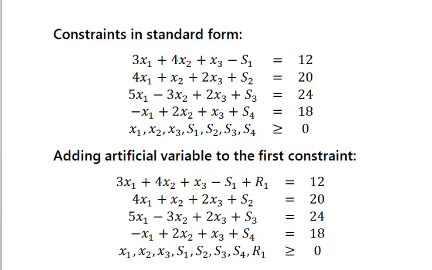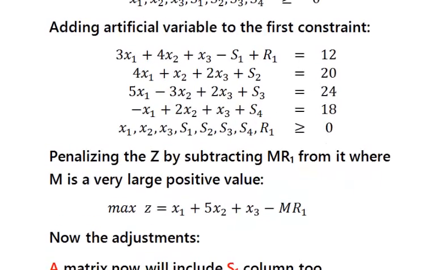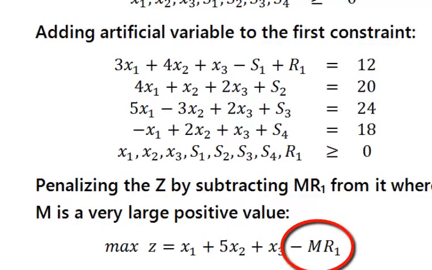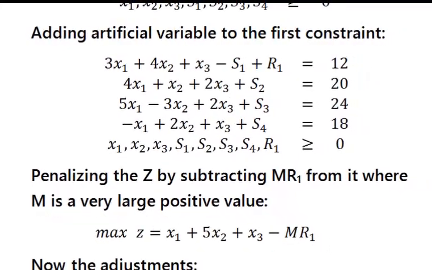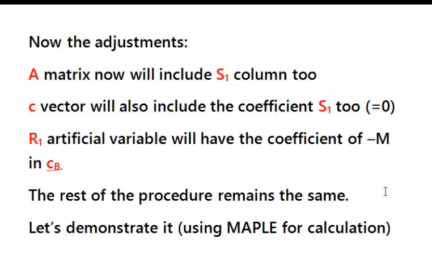Now if we want to, for example, use big M method that I'm going to be using in this example, we need to add artificial variable to the first constraint, R1, and then penalize the objective function by subtracting M R1 from it, where M is a very large positive number. This is a standard approach in big M method. Now let's look at what adjustments are needed.